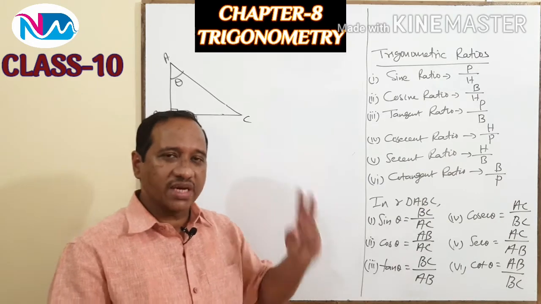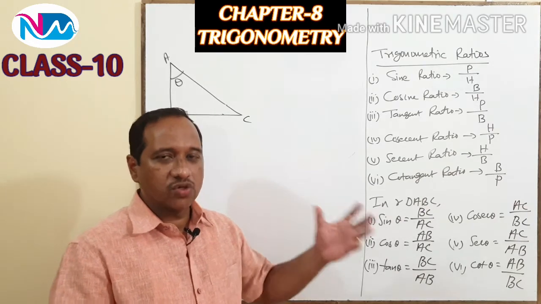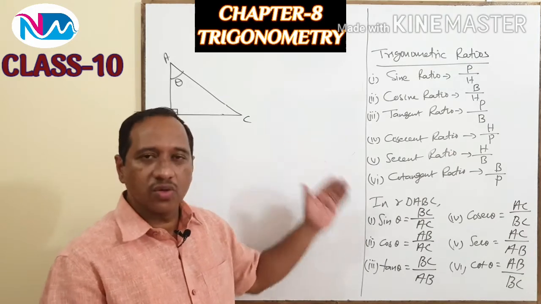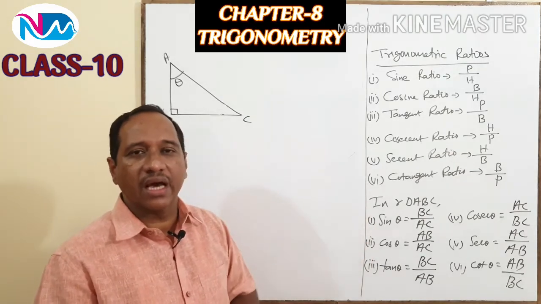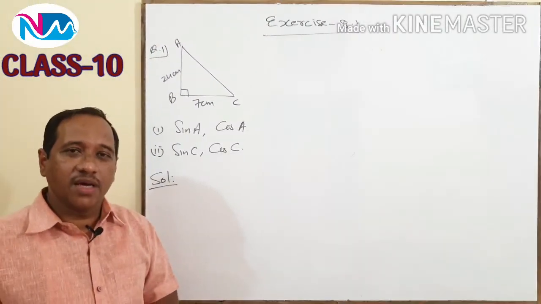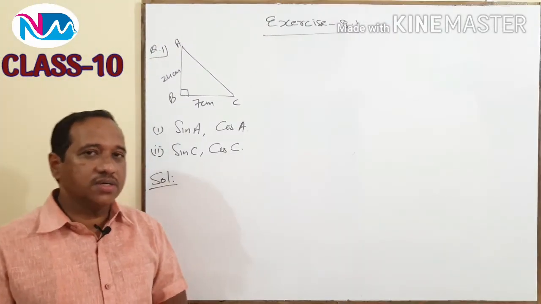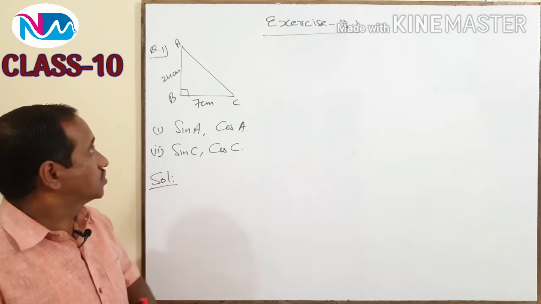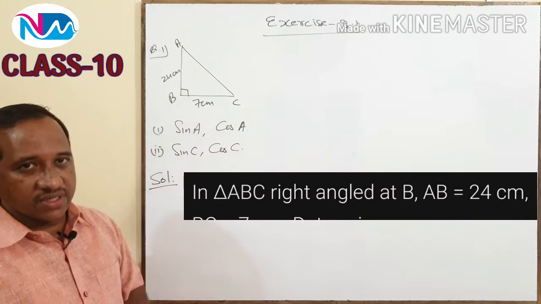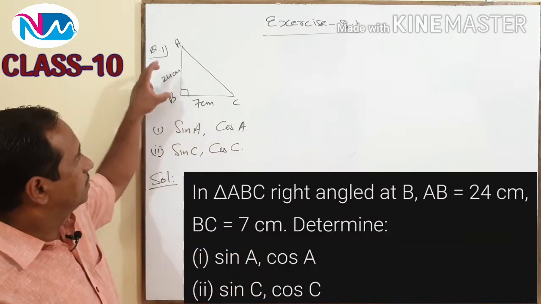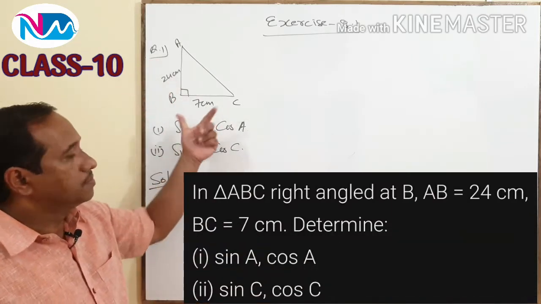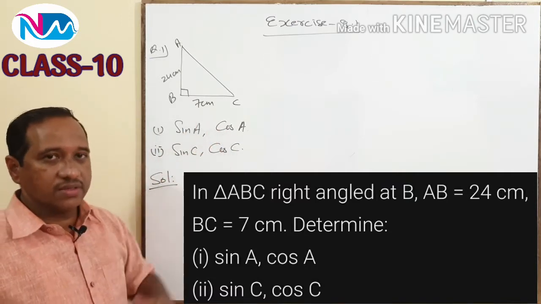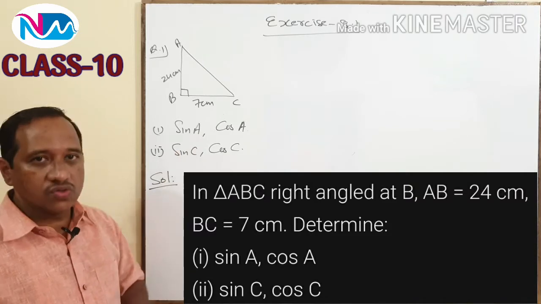By taking two sides at a time, the ratios are defined, and these ratios are named as sine, cos, tan, cosec, sec, and cot. Now we start exercise 8.1, which is based on the concept of trigonometric ratios. Question number 1. In triangle ABC, right angle at B, AB equal to 24 cm, BC equal to 7 cm. Find sin A, cos A, and sin C, cos C.